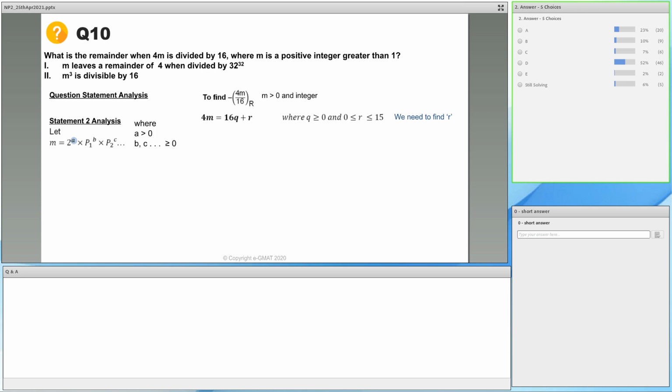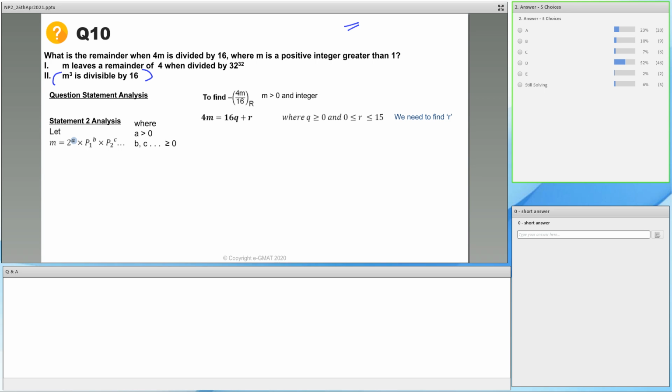Let's look at statement 2. That's where things get a little interesting. And pay close attention, because I'm sure this is where some of you at least fell. You're given that m cube, m to the power of 3, is divisible by 16. M to the power of 3 is not the same as m. It does not tell you anything about m.